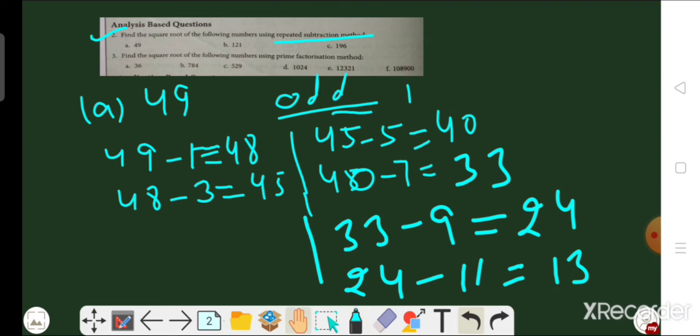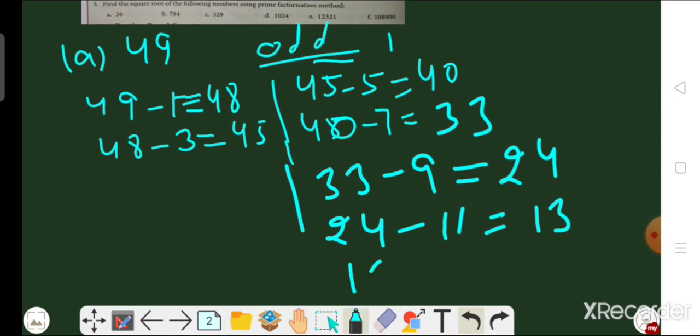Again we have to subtract the next odd number, and that is 13, and 13 minus 13 is equal to 0. And we have to subtract the odd numbers until we have 0 as the result. Okay. Now we have the result 0. Now what do we have to do?